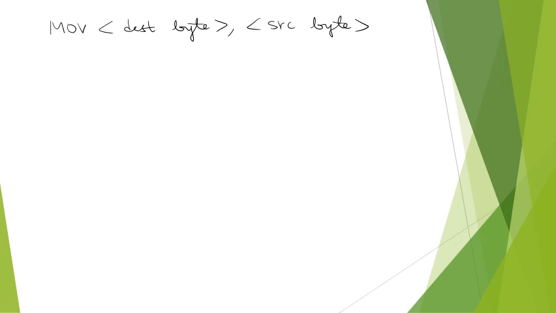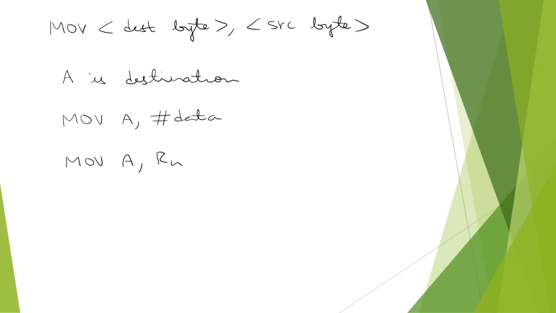So we have the instruction in four different formats if accumulator is the destination. So the four formats are MOV A, #data; MOV A, Rn; MOV A, direct; MOV A, @Ri. So we have the four formats when the destination is accumulator.